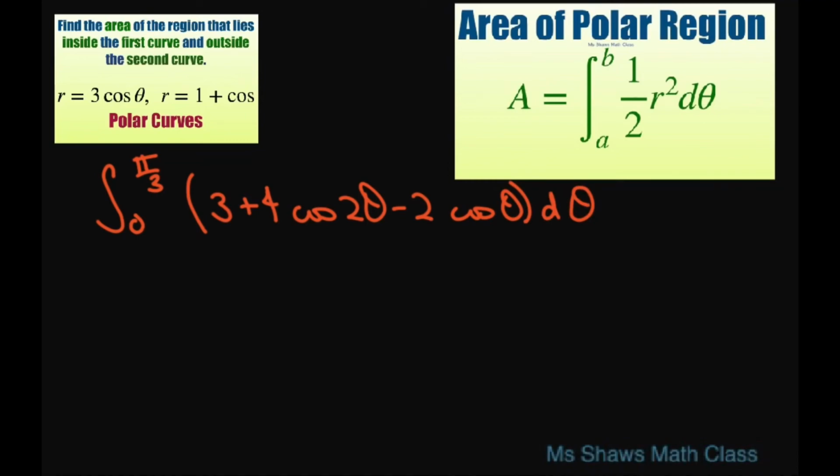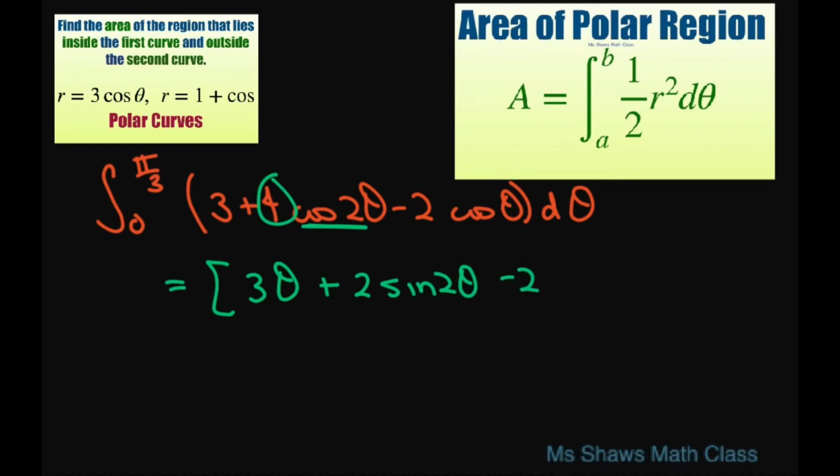All right, let's integrate this. This is going to equal 3 theta plus 1/2 of this, so that's going to be 2, and then we have sine of 2 theta. I just took half of 4. And then we're going to have minus 2 sine of theta. And we're evaluating this from 0 to pi divided by 3.